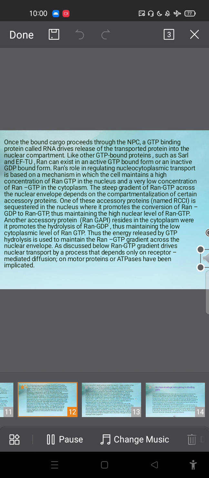Once bound cargo proceeds through the NPC, a GTP binding protein called RAN drives release of the transported protein into the nuclear compartment. Like other GTP binding proteins such as SAR and EF-Tu, RAN can exist in an active GTP bound form or an inactive GDP bound form. RAN's role in regulating nucleocytoplasmic transport is based on a mechanism in which the cell maintains a high concentration of RAN-GTP in the nucleus and a very low concentration of RAN-GTP in the cytoplasm.